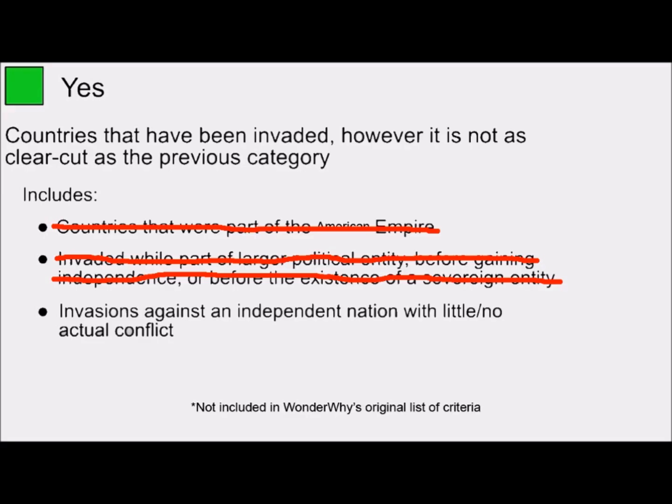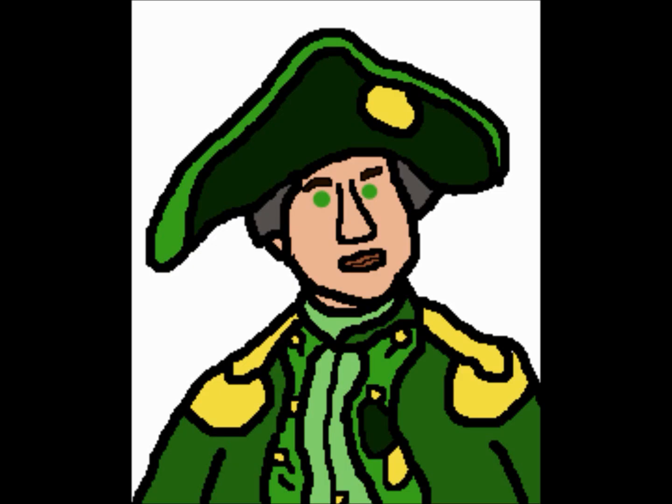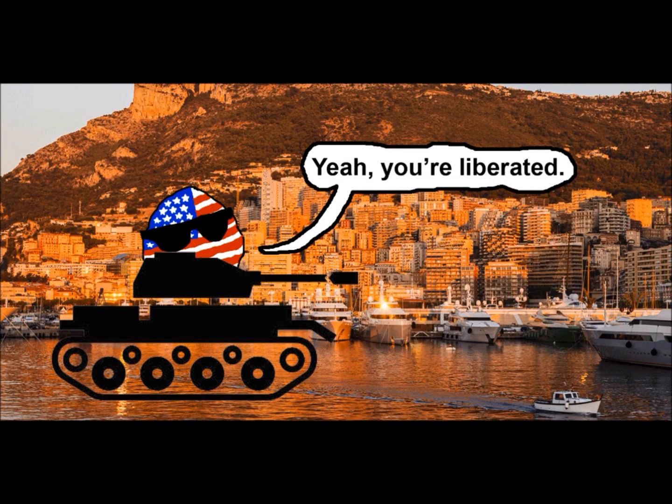This category also includes invasions against an independent nation with little to no actual conflict. During the Revolutionary War, the American Army performed raids on the British coast under the leadership of an interesting figure named John Paul Jones. You should look him up. During World War II, there was an American invasion of Monaco that just consisted of some Americans driving into the city and announcing that it was liberated.